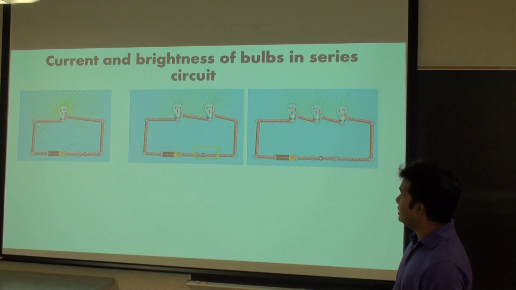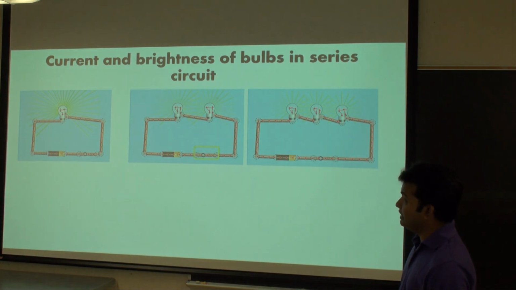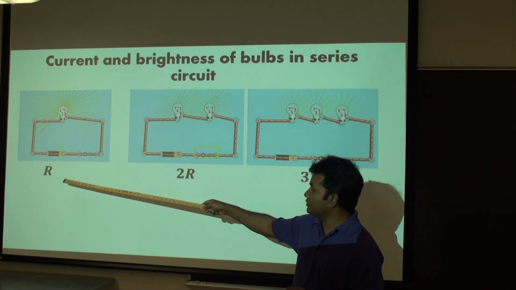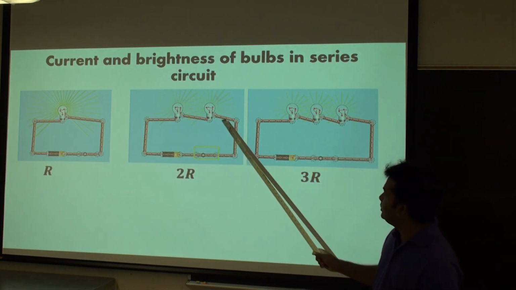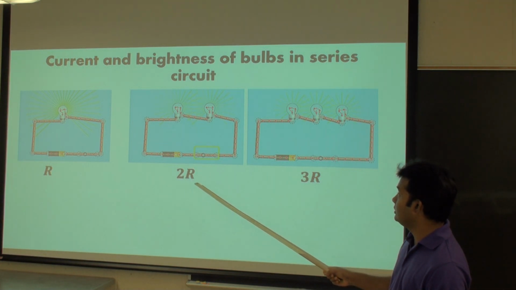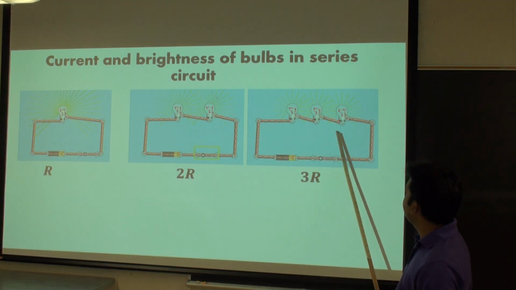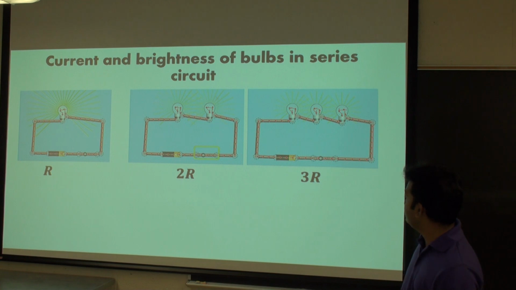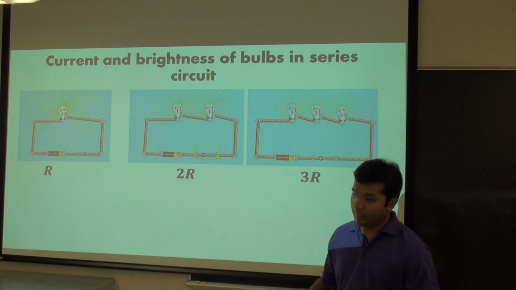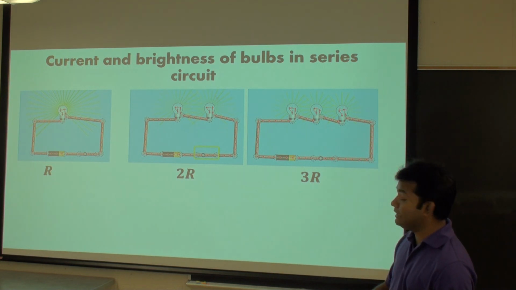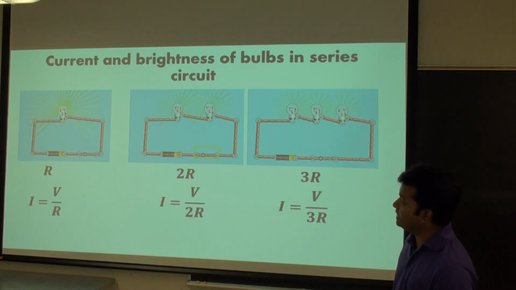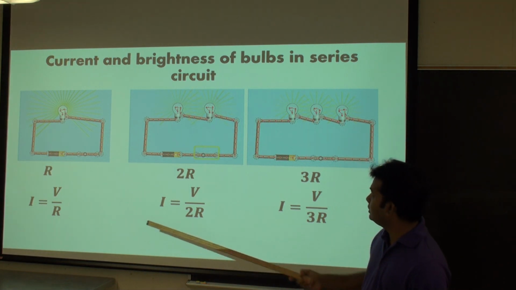Now, what is the total resistance of these three circuits? For circuit 1, we have only one bulb, so the resistance will be R. In circuit 2, we have two bulbs in series, so the total resistance will be twice R. And in circuit 3, we have three bulbs in series, so the total resistance will be thrice R, where R is the resistance of one bulb. And we are considering that all the bulbs are identical. Now, the current in the first circuit will be V over R.